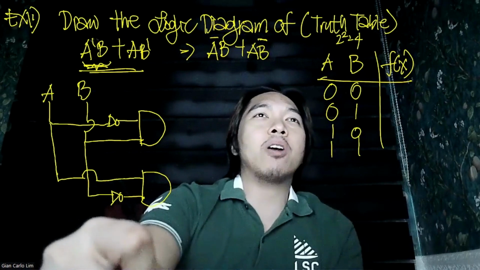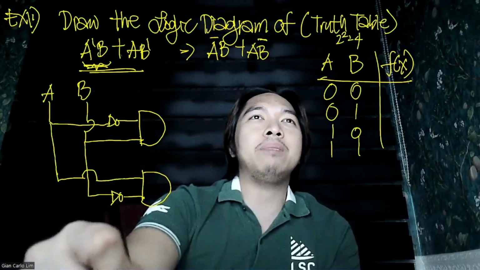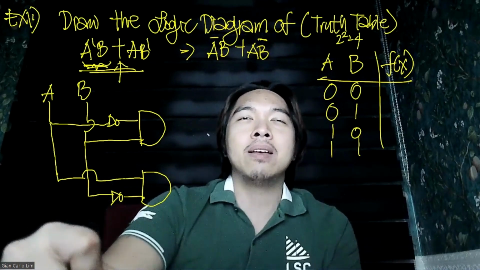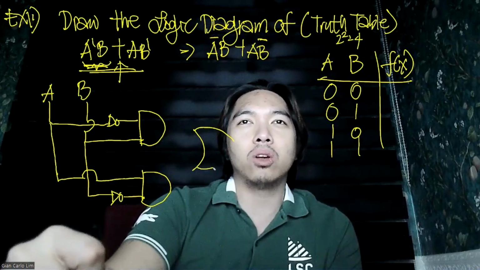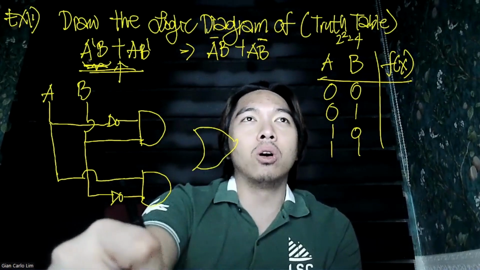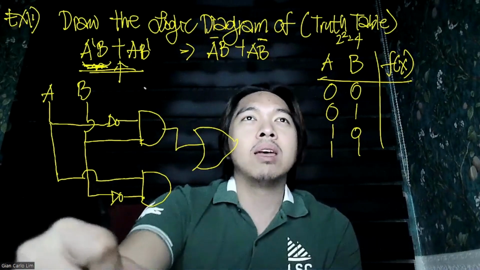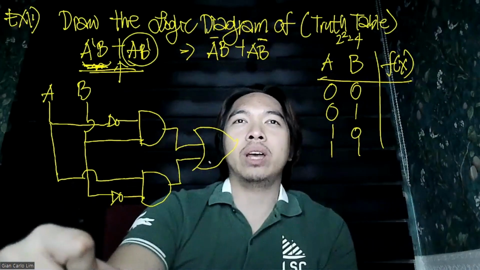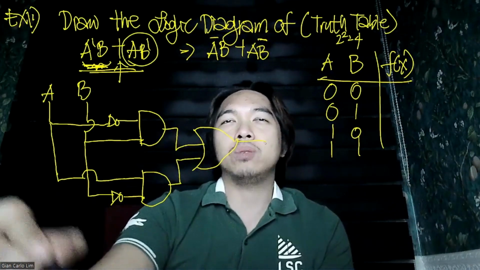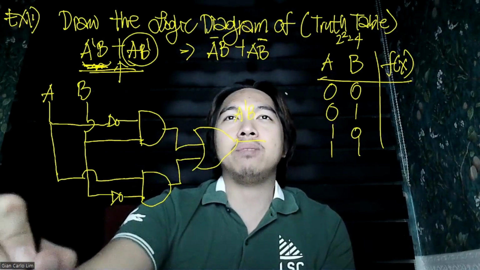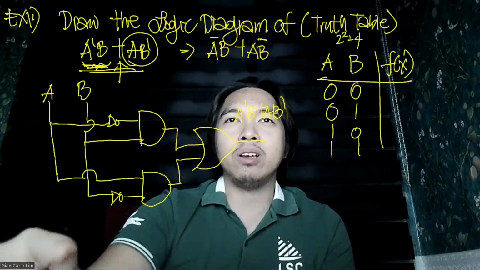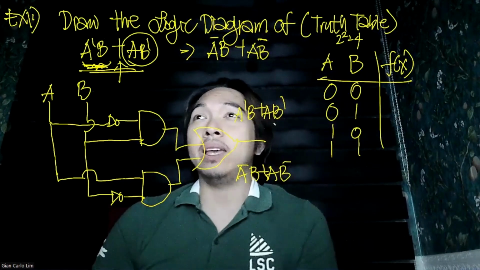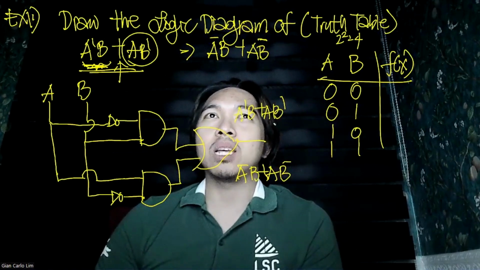So A bar B and A B bar, or A prime B plus A B prime, are connected by a plus. We know that the operation for plus is OR. So we draw it like this, and the two products are ORed together, each going to one of the OR inputs. This is now our drawing, and that would be the expression A prime B plus A B prime, or A bar B plus A B bar. Either of the two expressions can be used. So is that part clear?